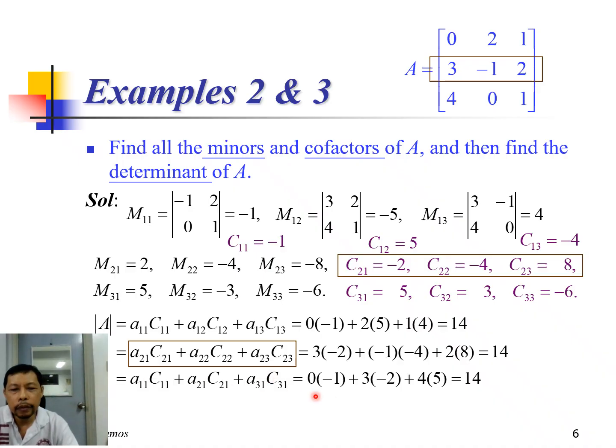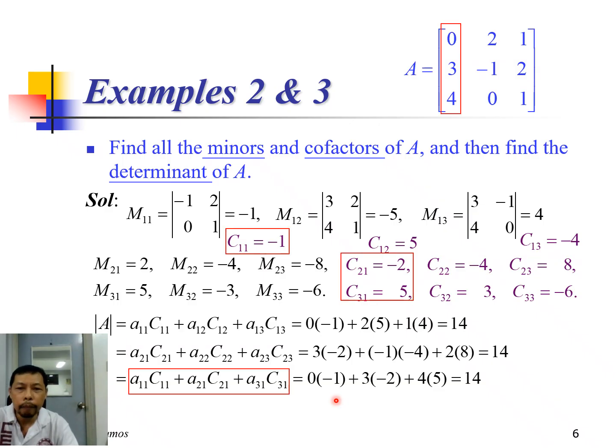Now the third equation is the expansion about the first column. A11 times C11 plus this element A21 times its cofactor plus this element times its cofactor. And again, it will give us the same result as before. So to find the determinant of a matrix, you could expand about any row or about any column.